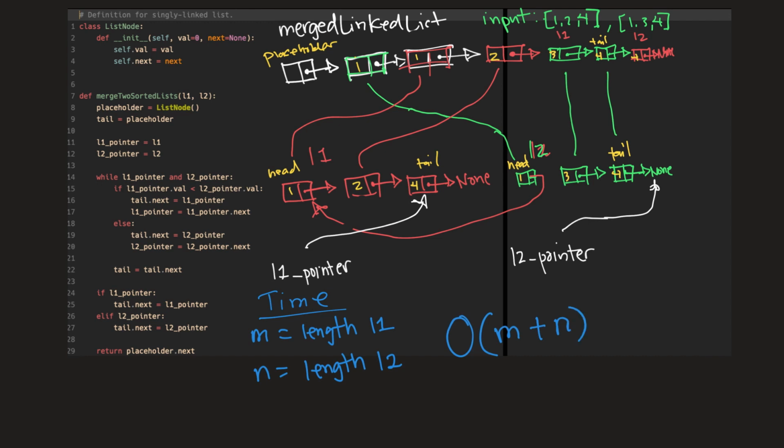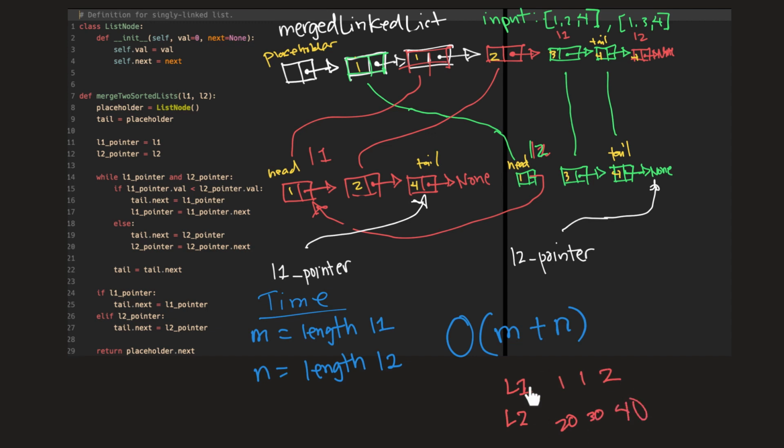The reason we get big O of m plus n is because in the worst case scenario, our L1 pointer and our L2 pointer are both going to need to touch more or less the entirety of all of the nodes within their corresponding lists. That's in the worst case, of course, because we can have a case that looks something like this, where we have list 1 and list 2, and list 1 has values like 1, 1, and 2, and list 2 has values like 20, 30, 40.